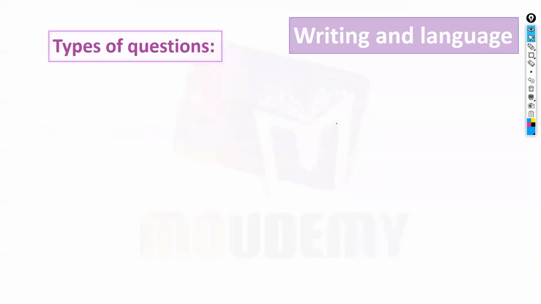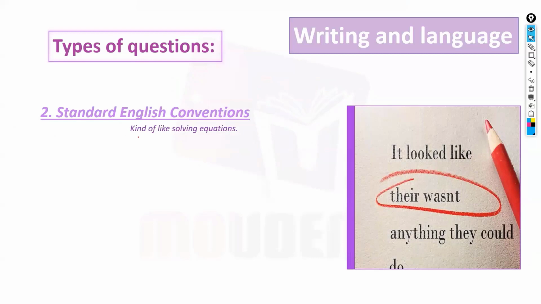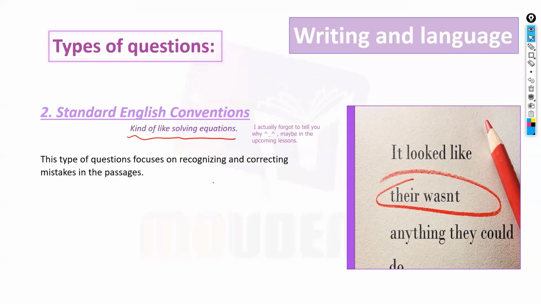Let's move on to the second type. Standard English conventions. I really like to call this section kind of like solving equations. I'll tell you why. This type of question focuses on recognizing and correcting mistakes in the passage. As I mentioned, the previous type was to take a passage full of badly expressed and disordered ideas, not really organized information, and just organize it. Okay, that was the first type.